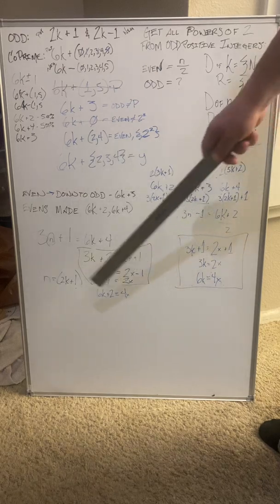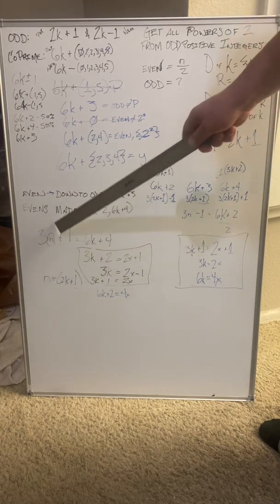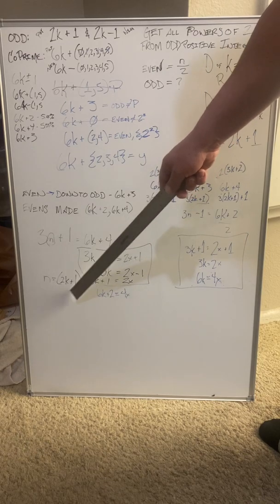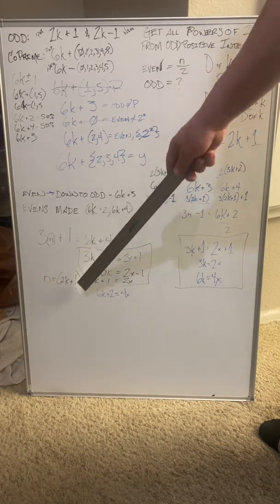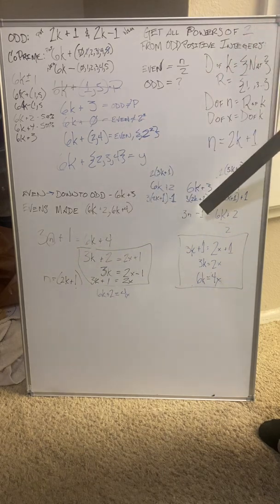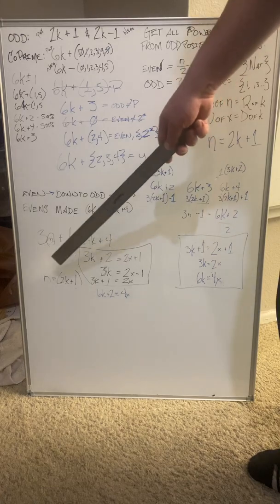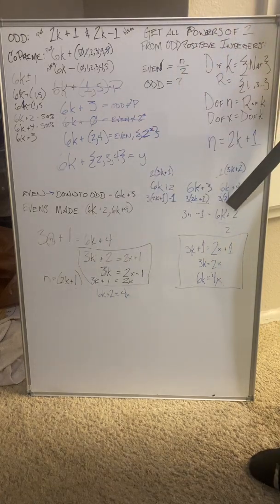You'll always have an odd, right? This is always an odd right here if k is odd. Or, sorry, n is always odd. So when this is odd, 3 times an odd, you'll always get one of these. And 1, you'll get one of these.